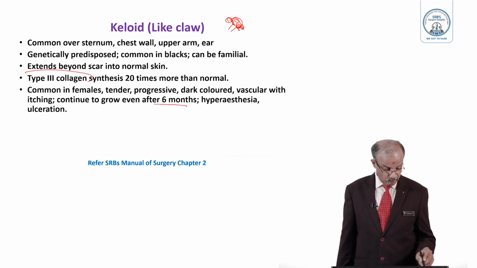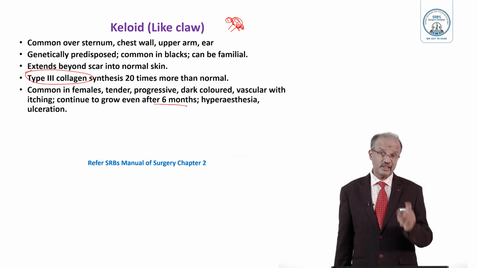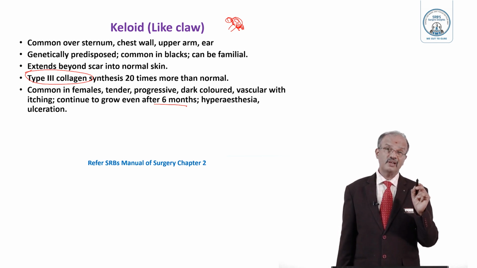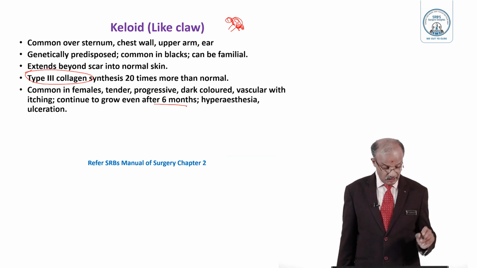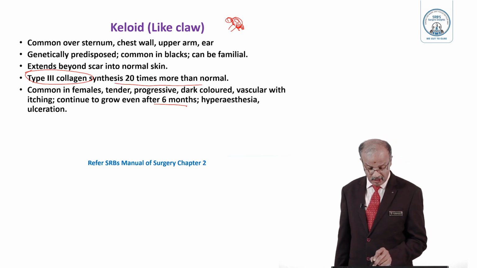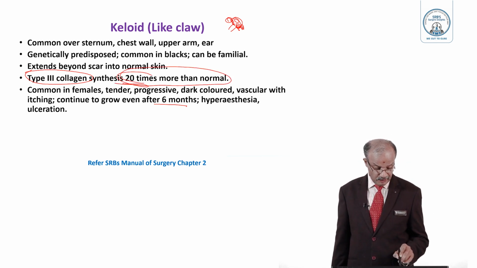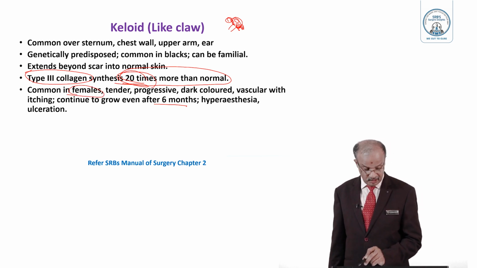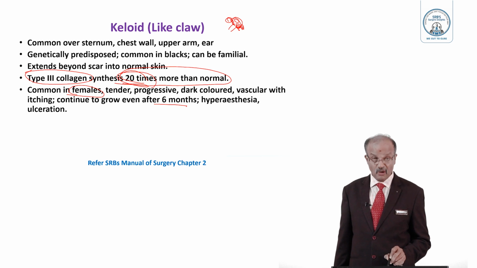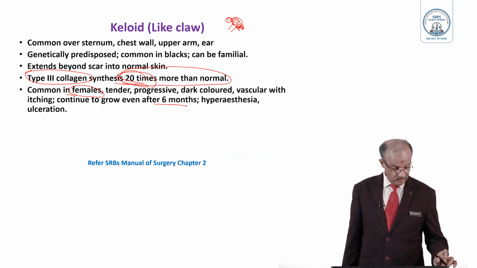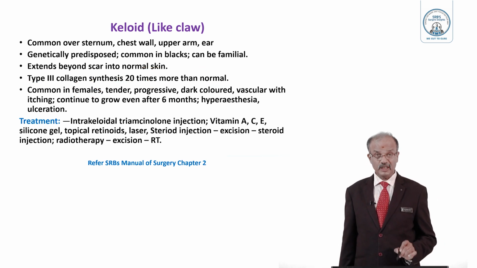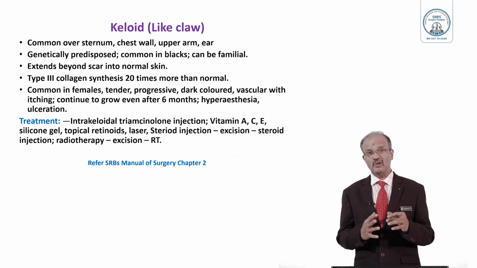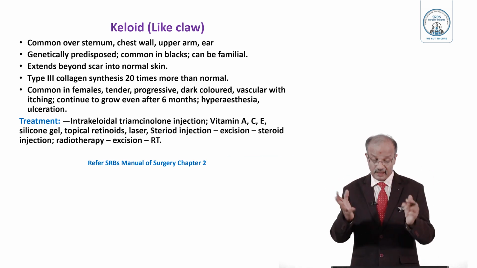Type 3 collagen, remember, mature scar is type 1, final scar is type 1, immature scar is type 3, keloid is type 3, hypertrophic scar is type 3, where synthesis is 20 times more than normal. Most important, 20 times. Again, MCQ question. Common in females, tender, progressive, dark colored, vascular, itching, continues to grow after 6 months, hyperesthesia, ulceration, already told. So for treatment, the recurrence is very high. You can't do surgery straight away for keloid. Remember, it recurs definitely. It recurs in a wider area.